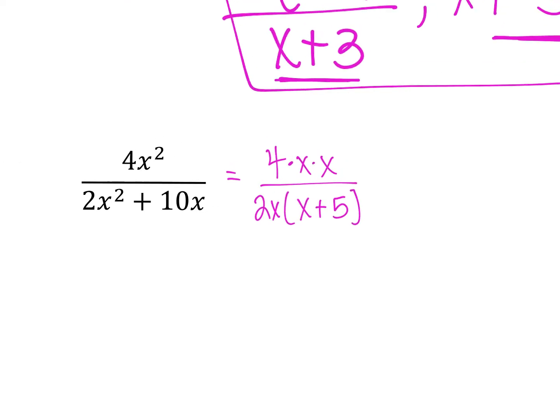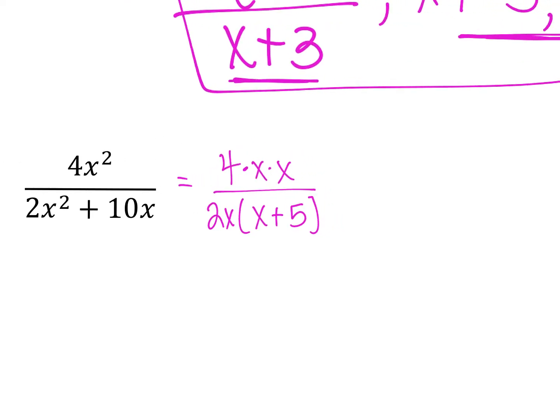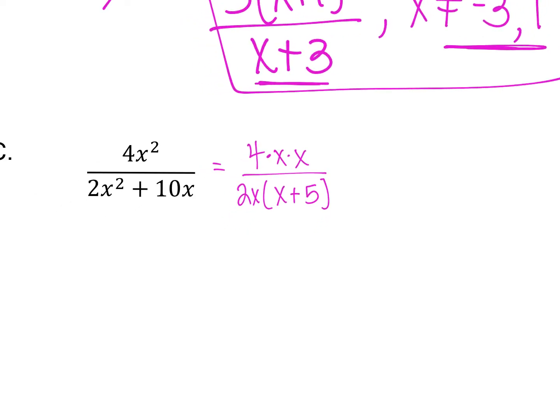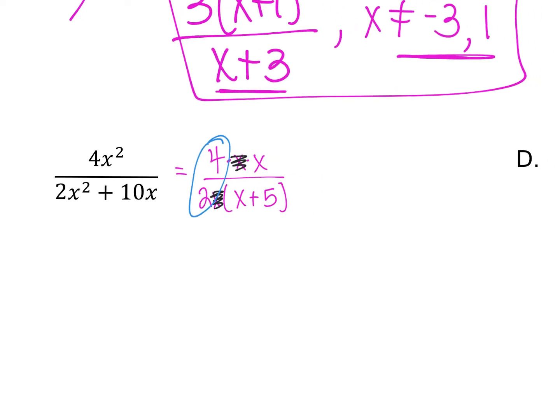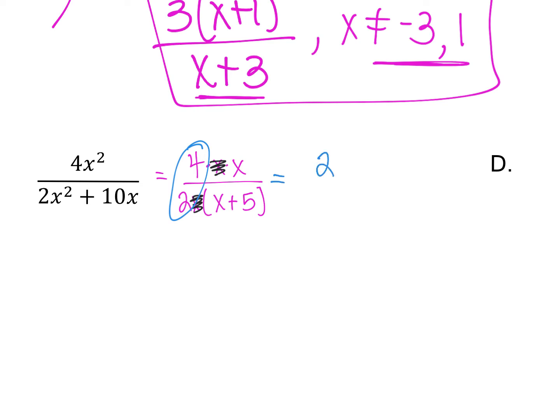I can't factor it anymore, so I need to look and see if I can cancel anything. So notice that I can cancel an x with another x. So that leaves me with a 4 on top and then a 2 on bottom. So I can also simplify that as well. And 4 divided by 2 is just 2 over 1. So I would have a 2 and then this part, x on top. This is just a 1 now, 2 over 1. So I have an x plus 5 in the denominator.